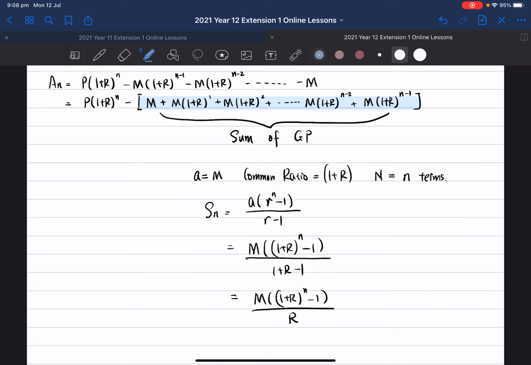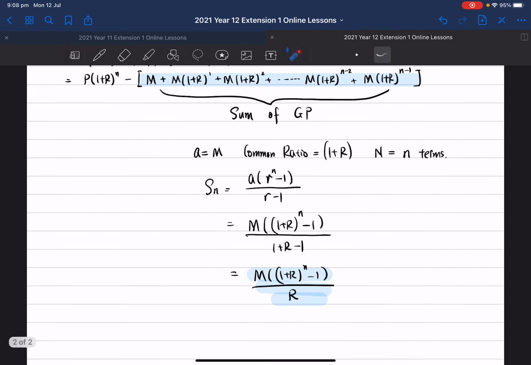To replace what's inside for this bracket. Okay, all right, so let's rewrite it. Now we have that An is equal to P bracket 1 plus r to the power of n minus M bracket 1 plus r to the power of n minus 1 over r. Okay, so here's the formula.